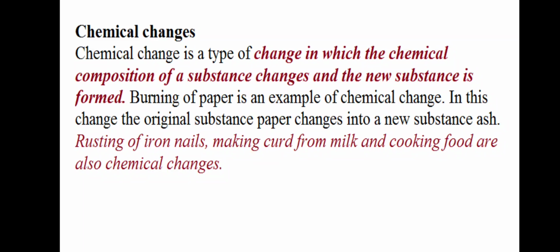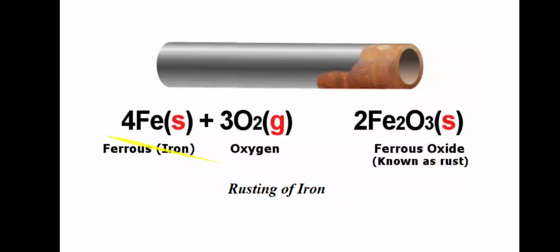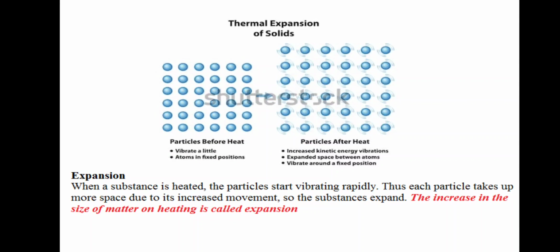Rusting of iron is another example. There are a few examples. Making of curd and cooking of food. These are all chemical changes. You can see here burning of wood. When you burn wood, it becomes ash, a black color substance. So here wood is changing from wood to ash. Something new is formed. So this is a chemical change. Cooking of egg, iron also. When iron gets exposed to air, it becomes rust. These are all chemical changes.